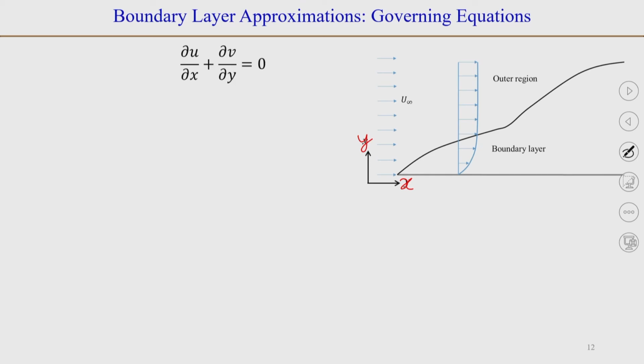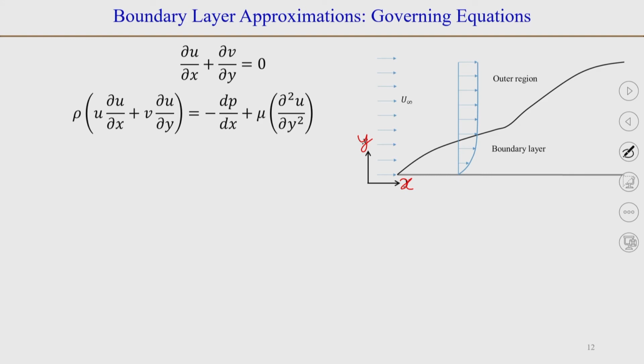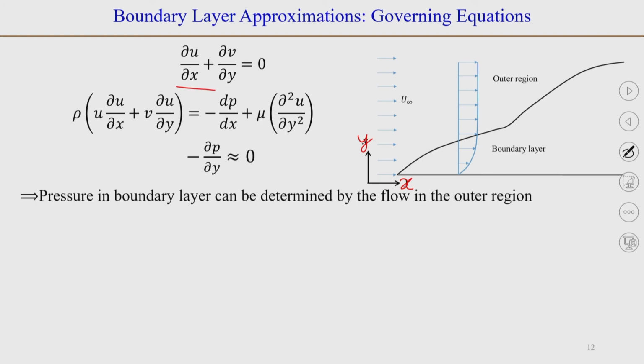Now, when we use these simplifications, our equations become dou u by dou x plus dou v by dou y is equal to 0. So, the continuity equation remains as it is. The y momentum equation will reduce to dou p by dou y is equal to 0, and as a result we can write dp by dx in place of dou p by dou x. You might notice that we have only one term in the viscous term, because we could neglect dou 2 u by dou x 2 with respect to dou 2 u by dou y 2, and all this can be shown using order of magnitude analysis like we did for the lubrication approximation.